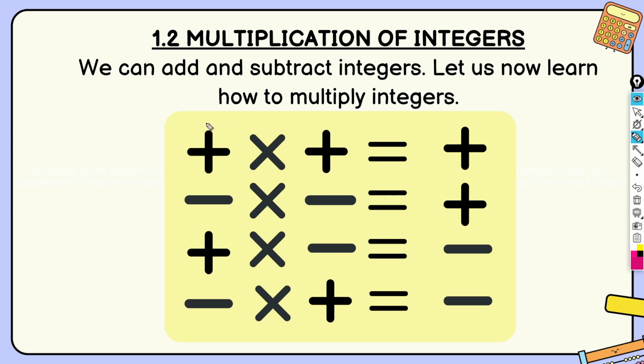When we multiply a positive integer with a positive integer, the result will be a positive integer. When we multiply a negative integer with a negative integer, the result will be a positive integer. When we multiply a positive integer with a negative integer, the result will be a negative integer. And finally, when we multiply a negative integer with a positive integer, the result will be a negative integer.